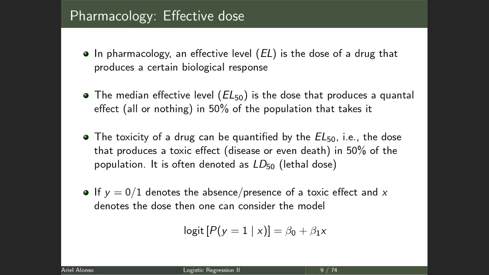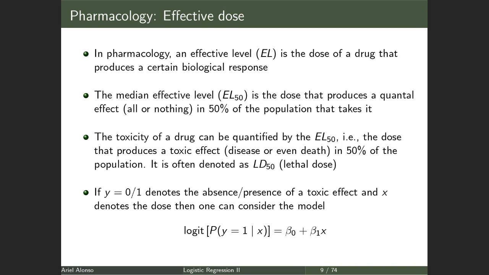Now, they typically use the median as a value, because you have biological variability. Obviously, if I use the same dose with person A and person B, I'm not going to get exactly the same response. People vary. So they talk about the median effect level, EL50, and that's the dose that produces a quantal effect, all or nothing, because we are assuming that we are dealing with a binary outcome, response yes or no, in 50% of the population. So if the drug has an EL50 of 10 milligrams, that means that if you apply it in the population at that specific dose, you may expect a response in 50% of the population.